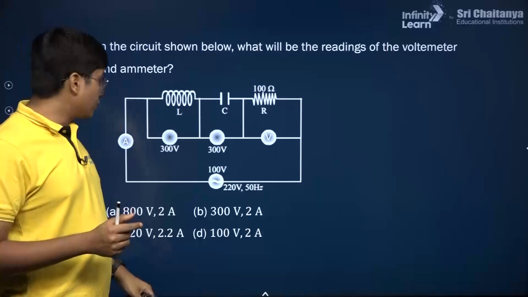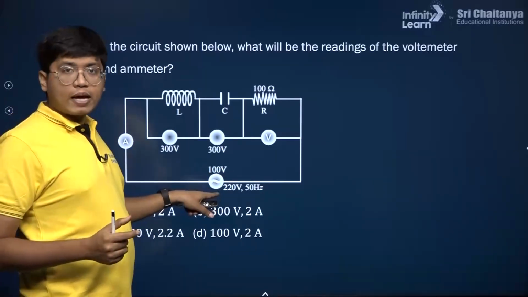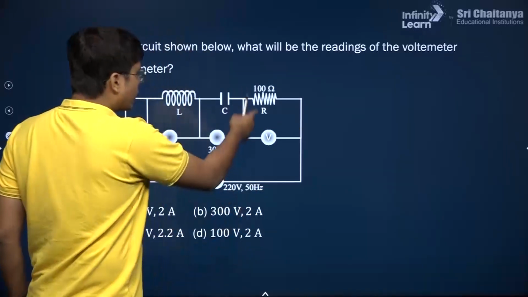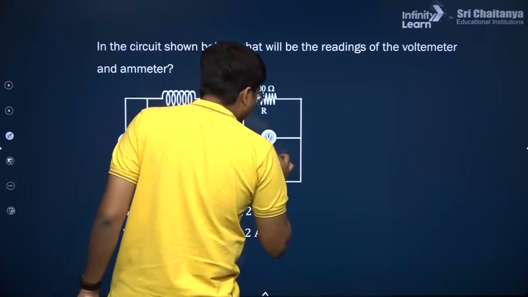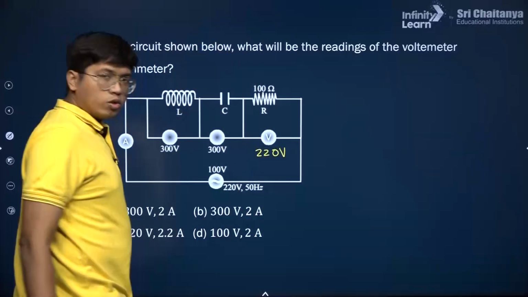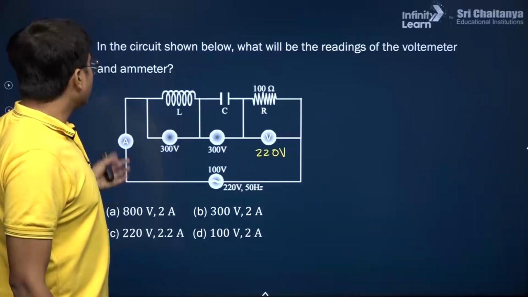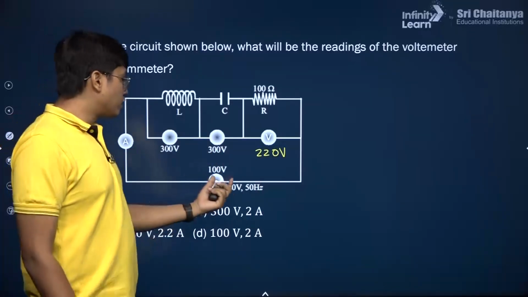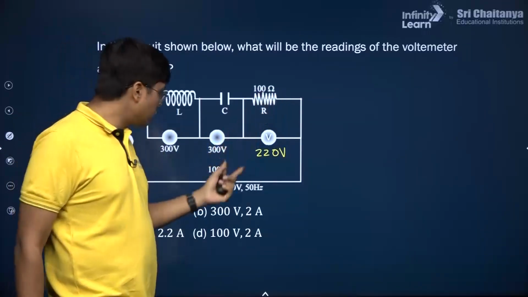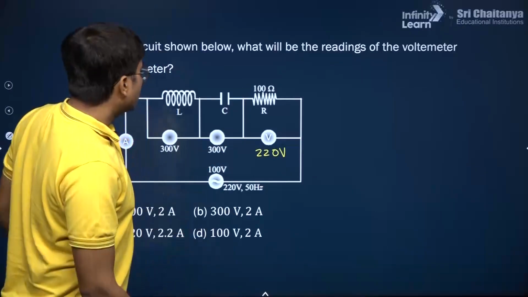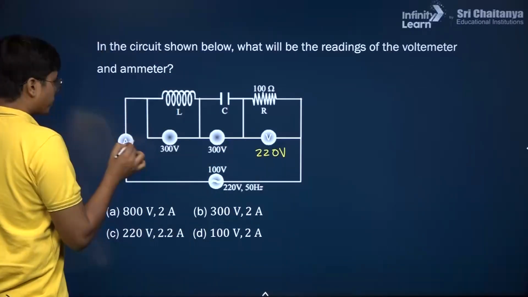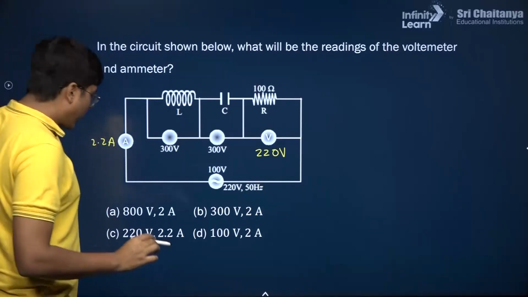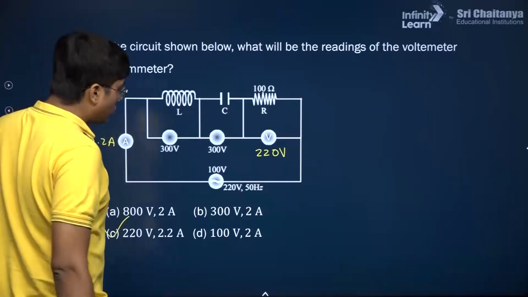And at resonance, the entire potential that you supply is used up by the resistor itself. So the potential you get across the resistor is going to be the full value of 220 volts. And since you also need the measurement of the ammeter, the current flowing is just the voltage divided by the resistance. So 220 by 100, so I is equal to 2.2 amperes. So the correct option is option C over here.